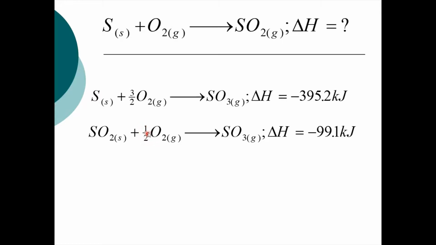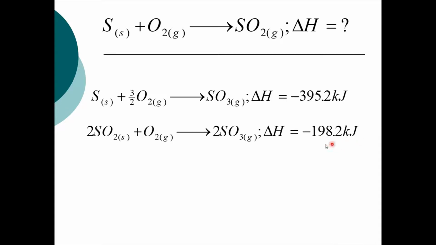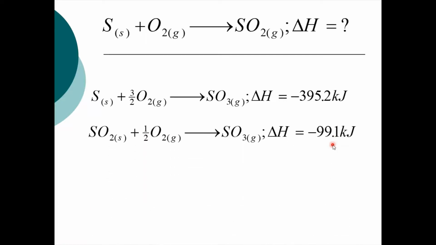I multiply the whole thing by 1/2, and I end up with SO2 plus 1/2 O2. It's okay to have fractions at this point, not in the overall, but sometimes you're going to need fractions while you're doing the problem. Form an SO3. And what we did is we halved the delta H. Before, it was negative 198.2 before we halved the equation. But now that we have the equation, we also have the delta H.